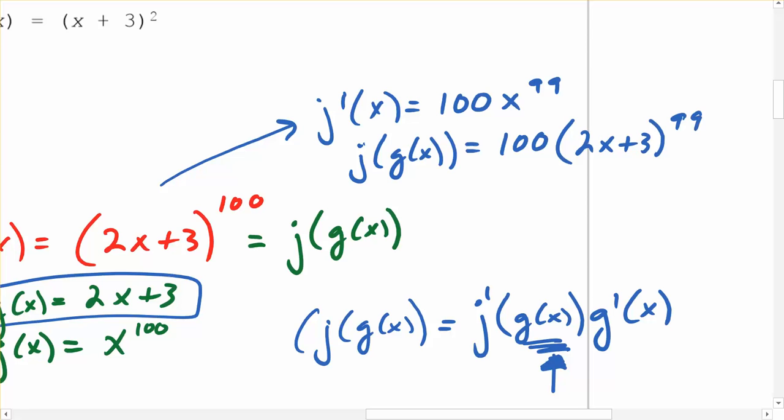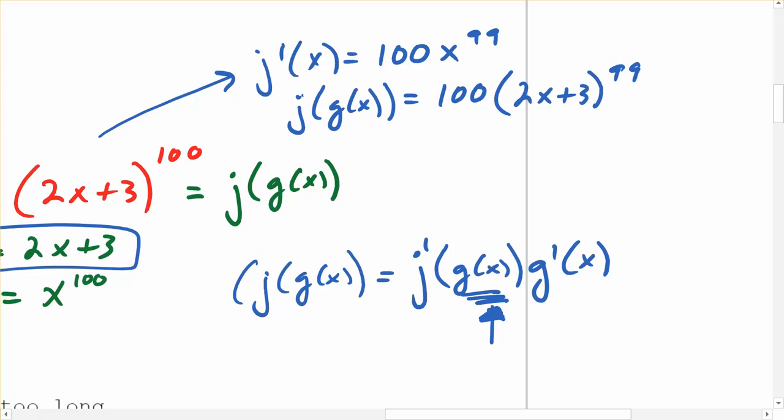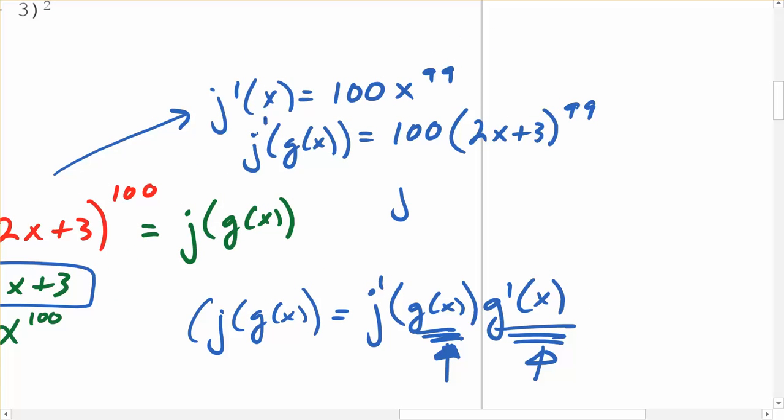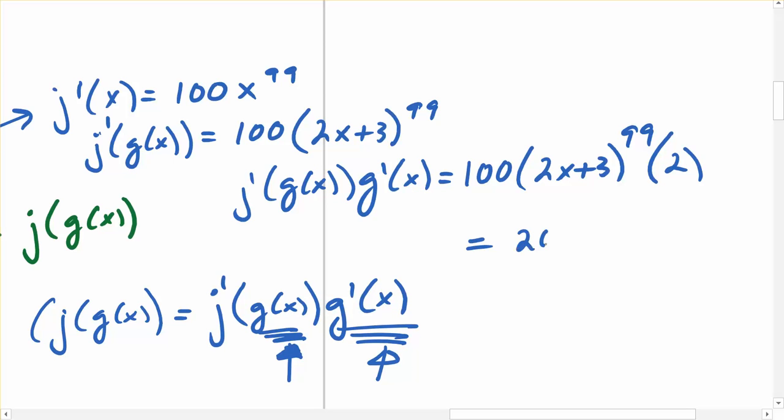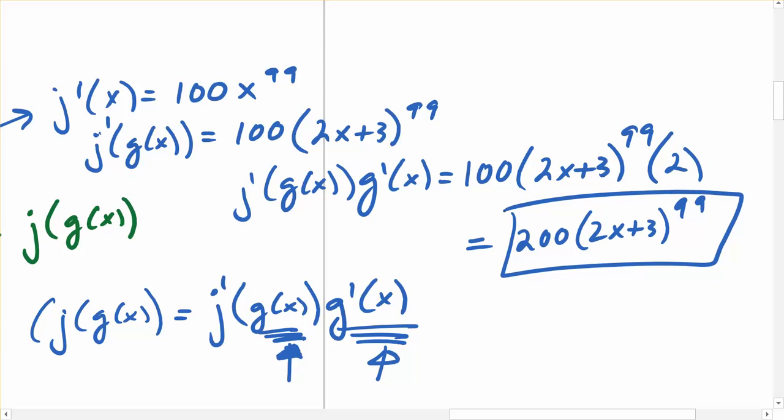But then what do we have to multiply by on the outside? g prime. So j prime g of x times g prime of x will be what? 100 times 2x plus 3 to the what? 99. But what's the derivative of the inside? 2. So what's the final answer going to be? 200 times 2x plus 3 to the 99th. That is the derivative.